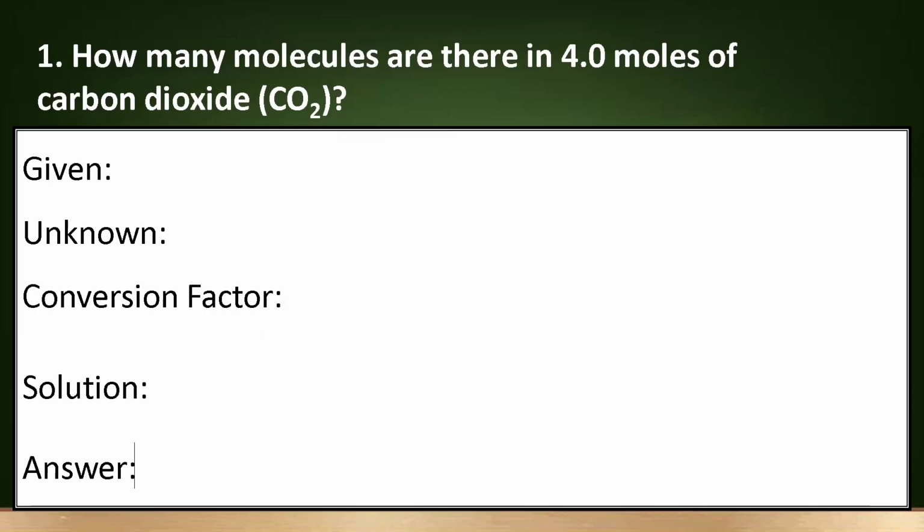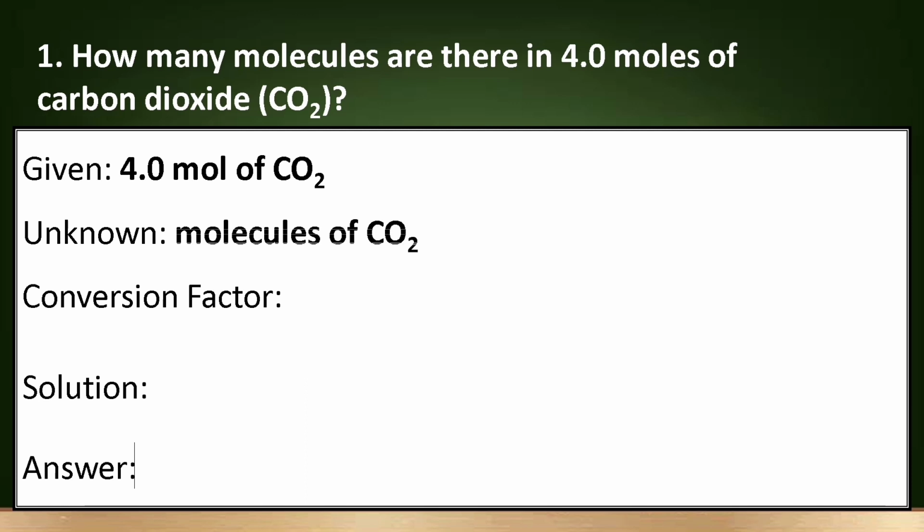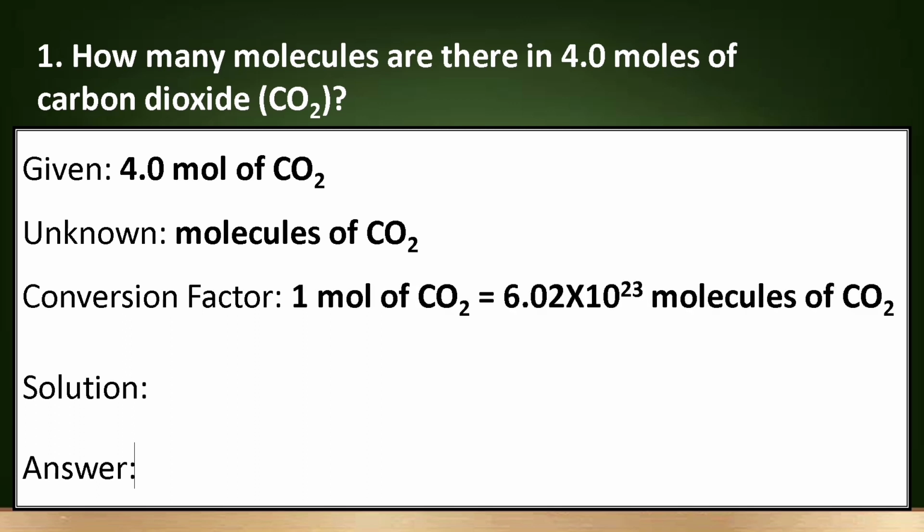Okay, to understand it deeper, let's have an example problem in each case. For case number 1, how many molecules are there in 4 moles of carbon dioxide? Given in the problem is 4 mole of carbon dioxide, and the unknown is molecules of carbon dioxide. The conversion factor to be used in the problem is 1 mole of carbon dioxide is equal to 6.02 times 10 raised to 23 molecules of carbon dioxide, which is the Avogadro's number.